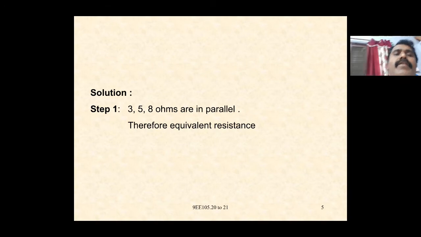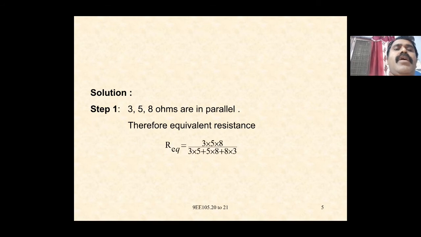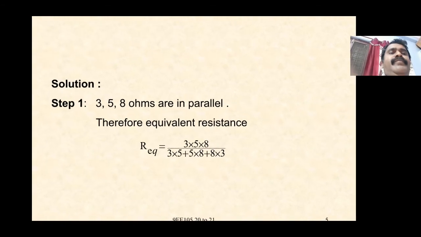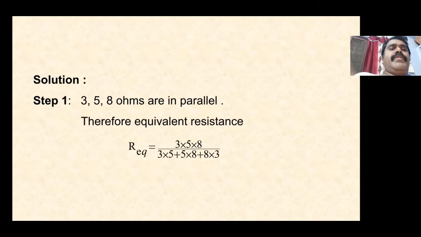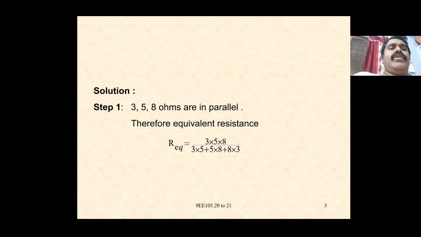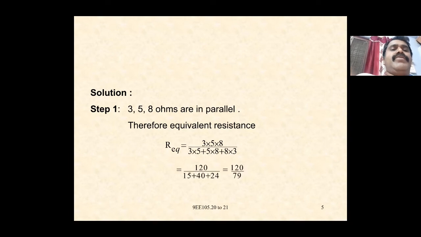First step, 3, 5, 8 ohms are in parallel. Therefore the equivalent resistance R equivalent is equal to 3 into 5 into 8 divided by 3 into 5 plus 5 into 8 plus 8 into 3 here. Which is equal to 120 by 15 plus 40 plus 24, which is equal to 120 by 79. So R equivalent is equal to 1.52 ohms.